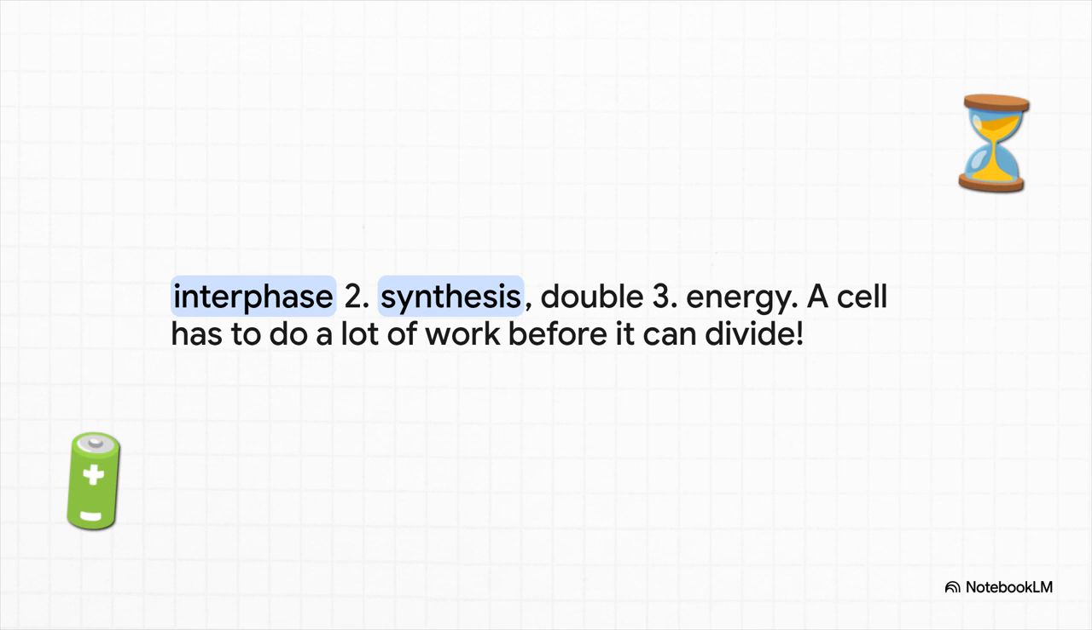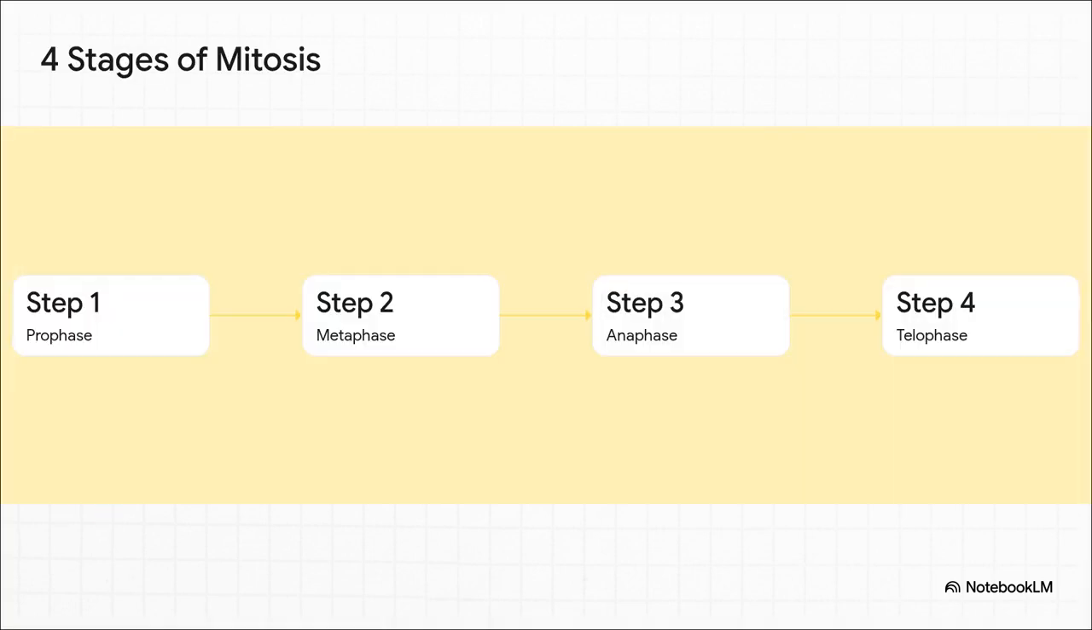That crucial prep stage is called interphase, and a really important part of it is the synthesis phase, or S phase. That's when the cell makes a copy of its DNA, creating those double-stranded chromosomes. Before that, it's busy gathering up all the energy and proteins it needs. Okay, once all the prep work in interphase is done, mitosis itself kicks off.